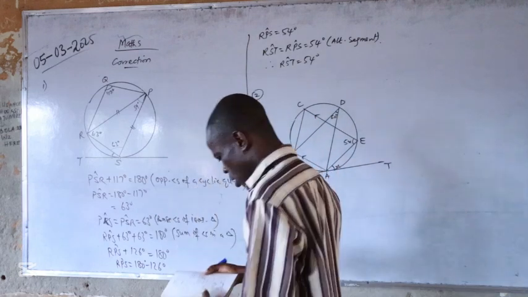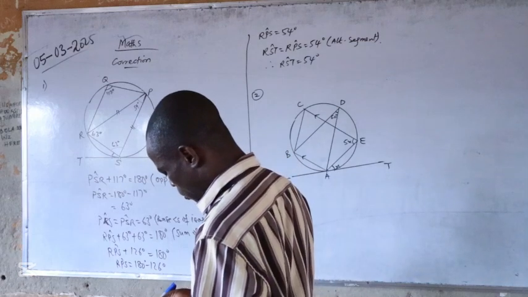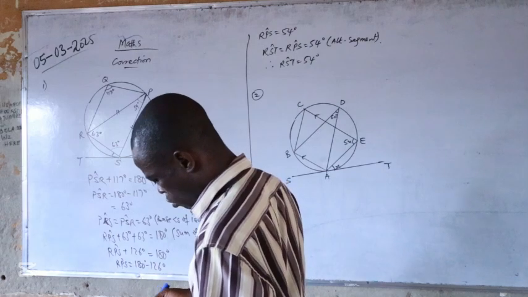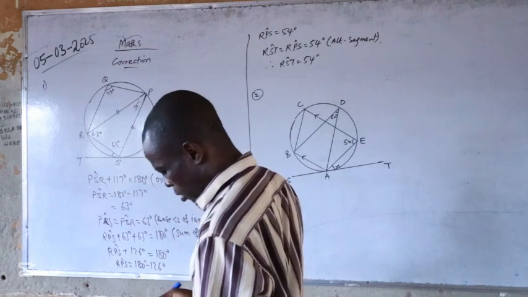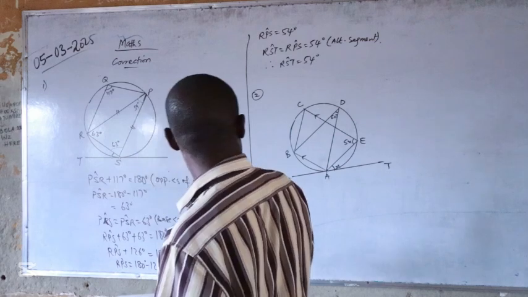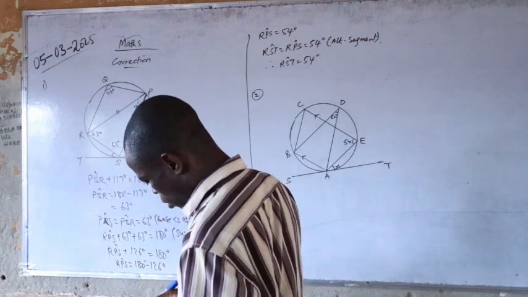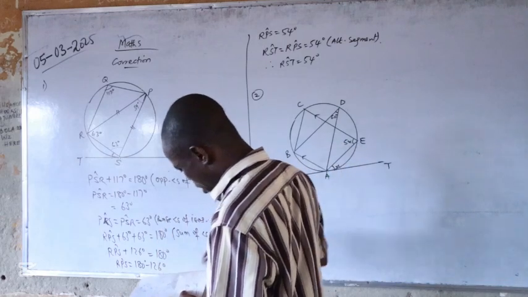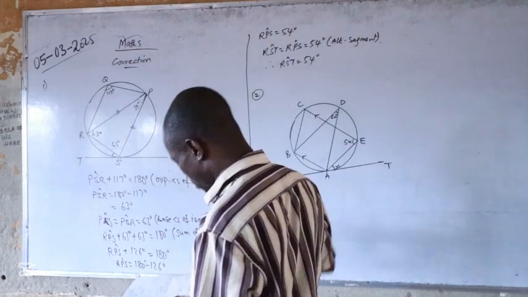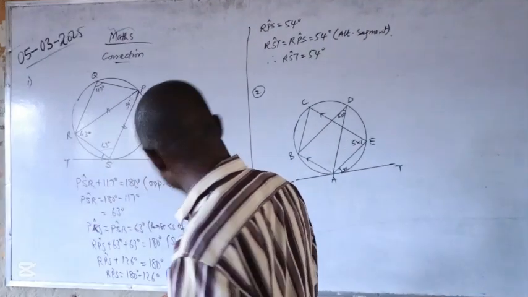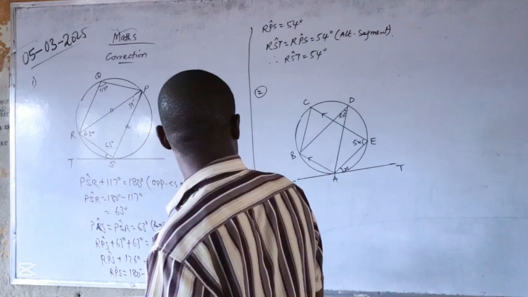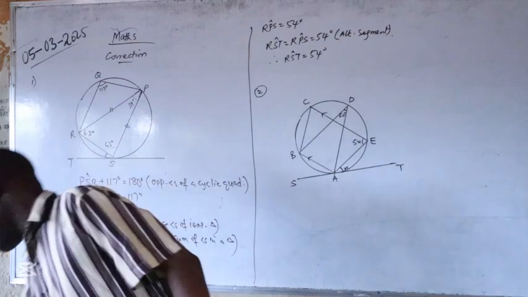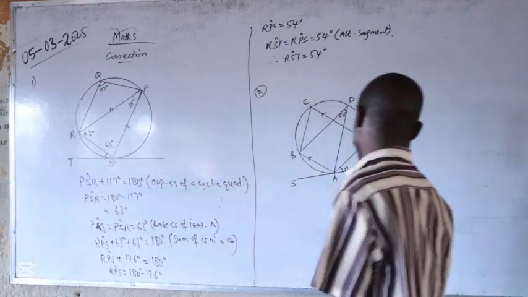Now, let me read the question again. In the diagram below, TS is the tangent to the circle at A, AB is parallel to CE, angle ABC is 5x degrees, angle ADB is 60 degrees, and angle TAE is equal to x. Find the value of x. The value of x is what we are looking for in this diagram.